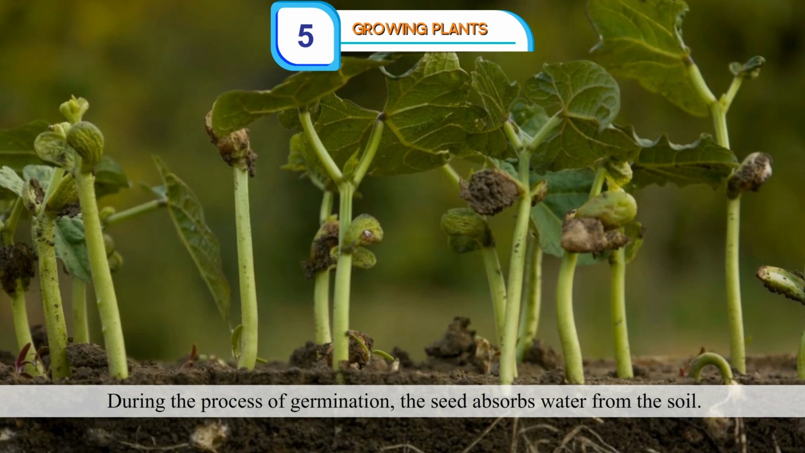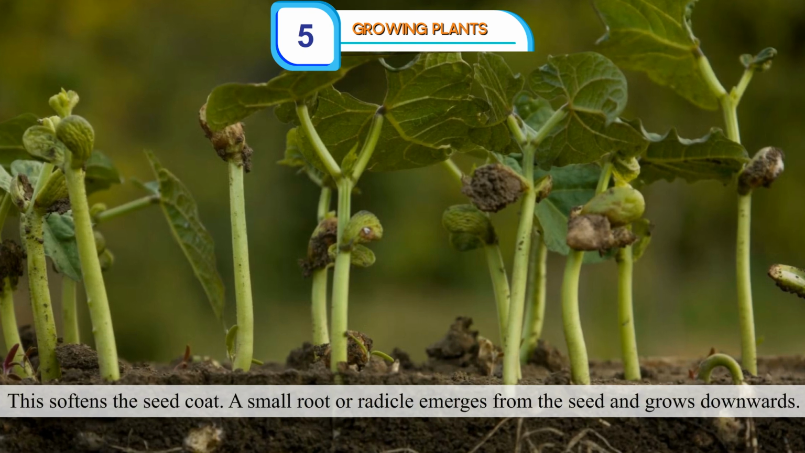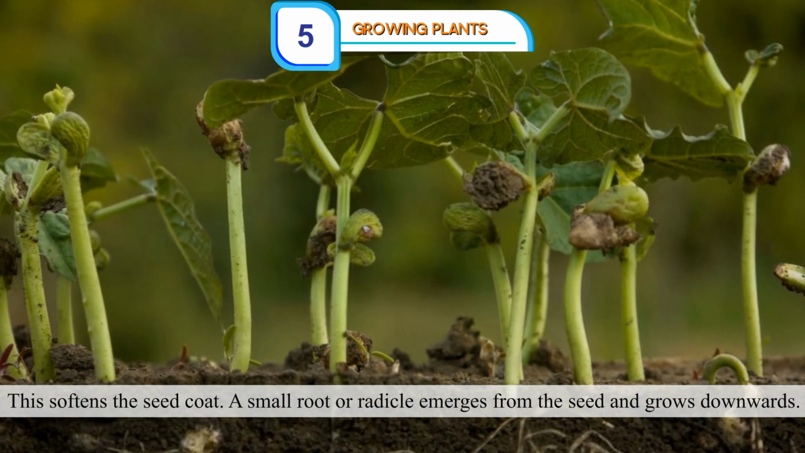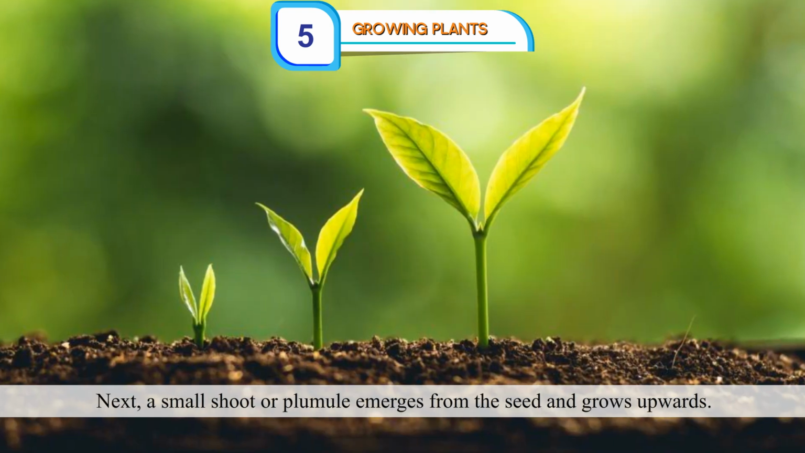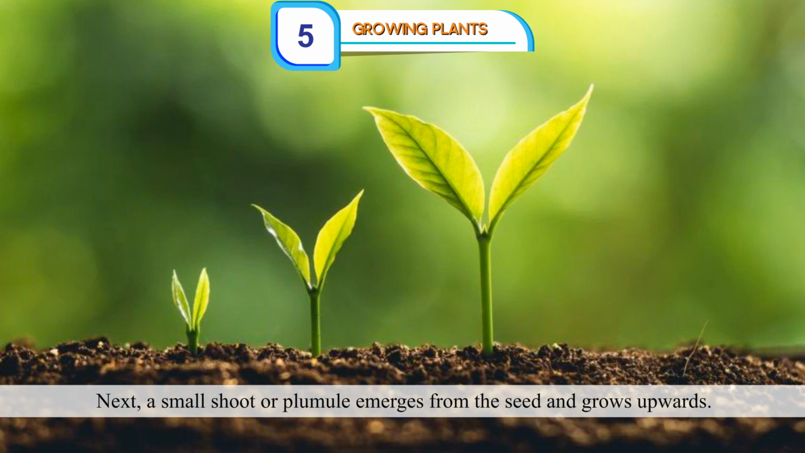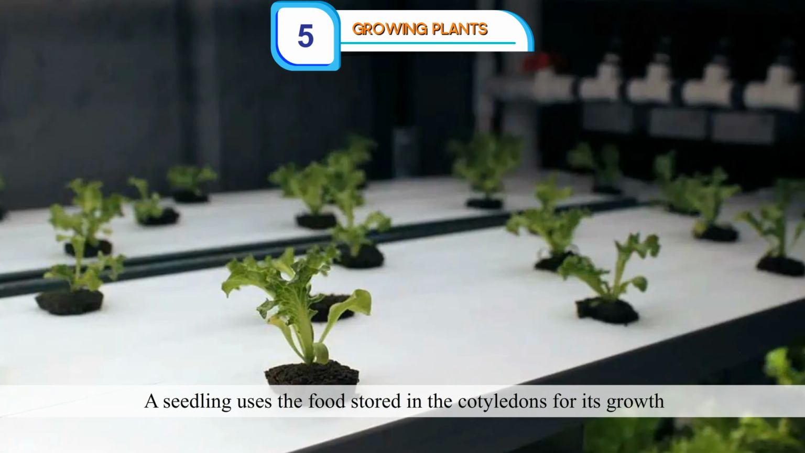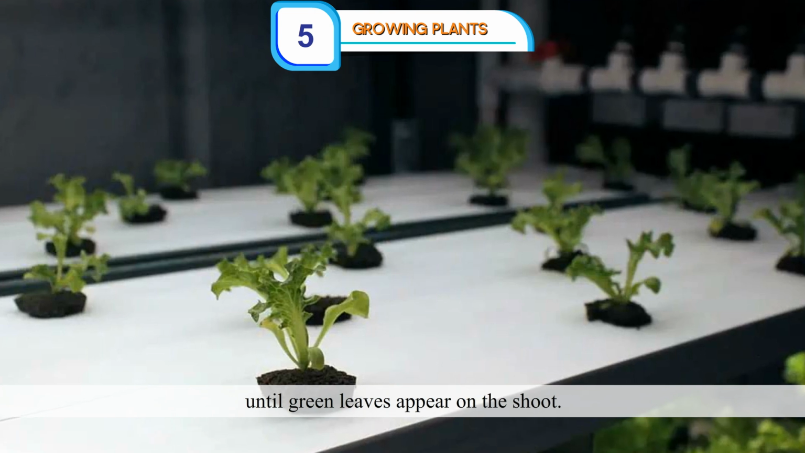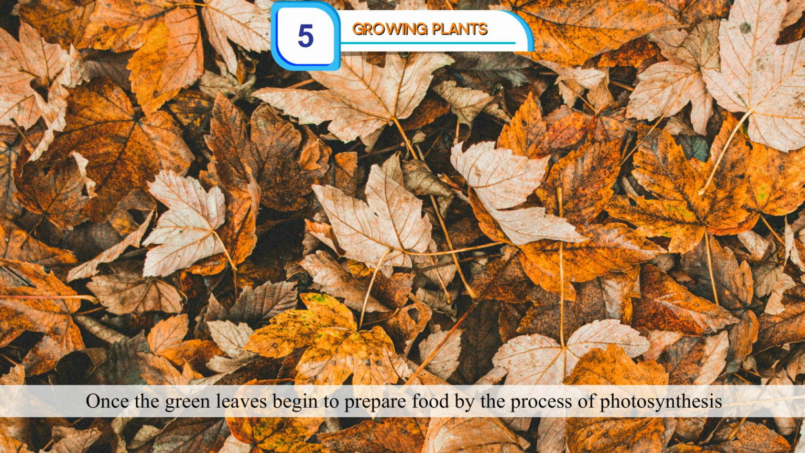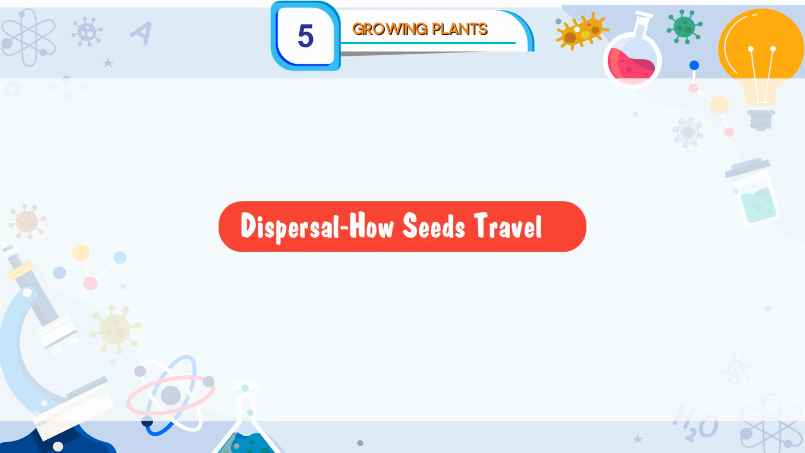During the process of germination, the seed absorbs water from the soil. This softens the seed coat. A small root or radicle emerges from the seed and grows downwards. Next, a small shoot or plumule emerges from the seed and grows upwards. A seedling uses the food stored in the cotyledons for its growth until green leaves appear on the shoot. Once the green leaves begin to prepare food by the process of photosynthesis, the cotyledons dry and fall off.